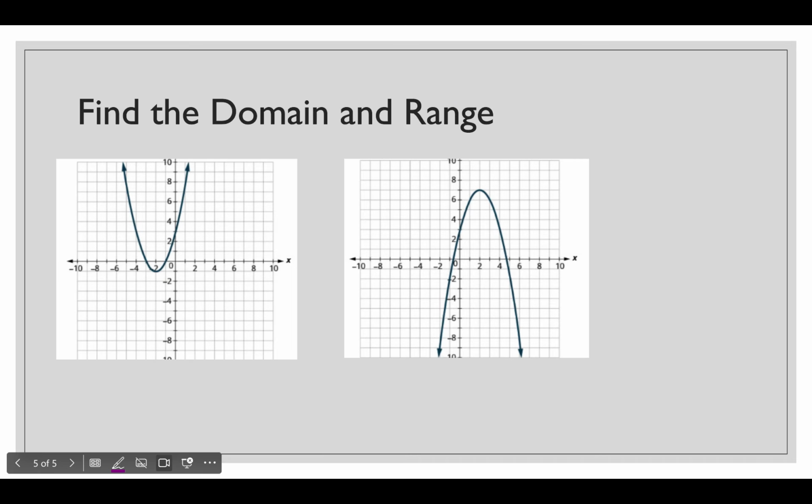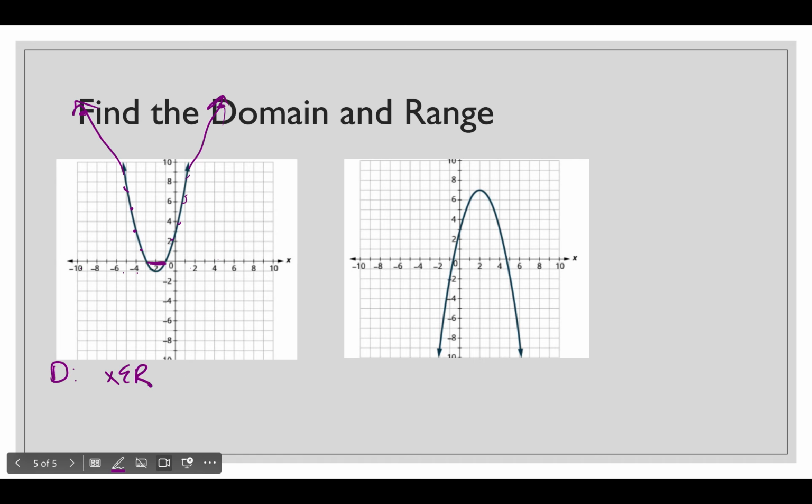Finishing off with a couple of quadratics, one opening up, one opening down. With your domain in the first one, a lot of students want to just pick the x-intercepts and say, okay, my domain is in between those two numbers. But it's not, because every point on this line, you can figure out the x value. Every point on this side, you can figure out the x value. Because this line is going on forever in each direction, it keeps continuing. So for this one, for your domain, x can be anything.